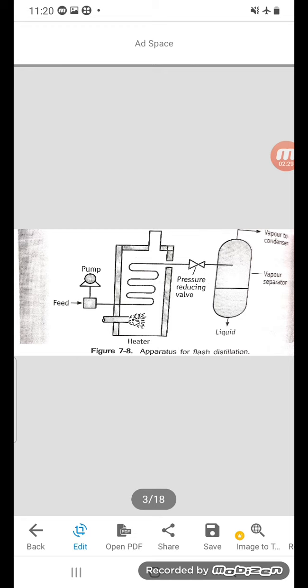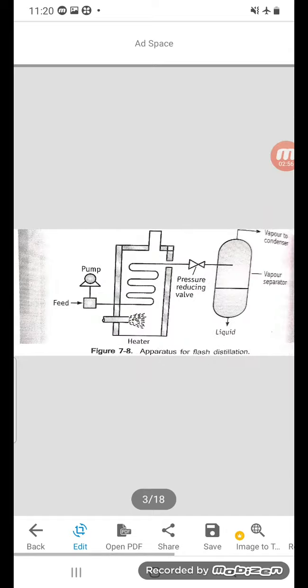Whereas the low boiling fraction remains as vapor, meaning the liquid which has a low boiling point will turn into vapor, and the liquid which has a high boiling point will remain as such. Liquid and vapor are kept in intimate contact until equilibrium is achieved. So it is also called equilibrium distillation. The liquid fraction is collected separately, whereas the vapor is separated from the liquid and sent to the condenser.